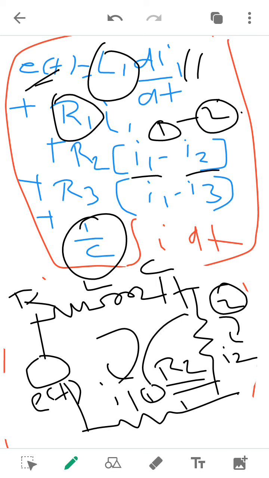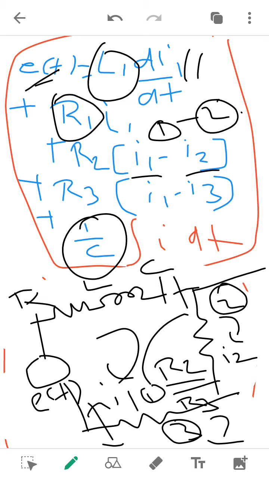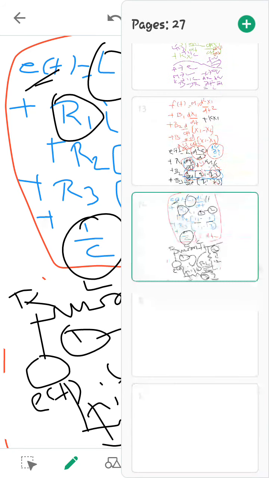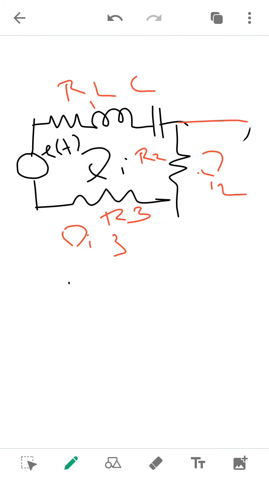R3 here. R3 is common between first mesh and third mesh. So this finishes off your first mesh diagram. See, this is the circuit that I have drawn.